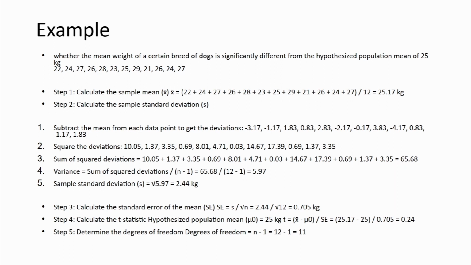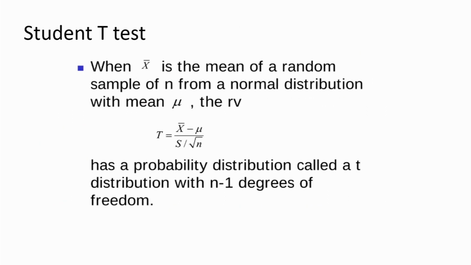Now what we are trying to say, this value of the mean 25.17, how close is it to 25? So minus 25 divided by the SE, s by root n, is 0.24. Now we have got the value of the t statistic. Please understand, as we talked about here, x bar minus mu. So here x bar is 25.17, mu is 25, s by root n is 0.705, and the degree of freedom is 11. Why? 12 is the number of entries, and n minus 1.